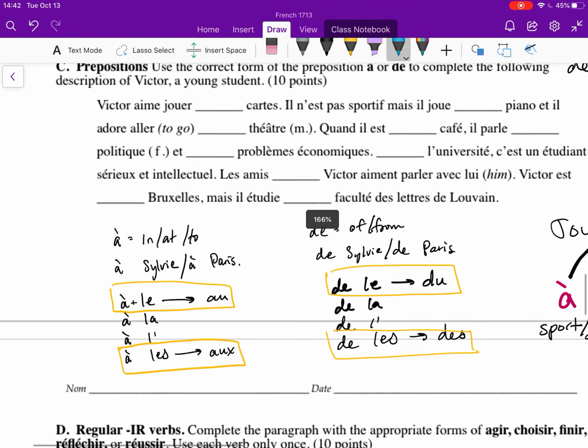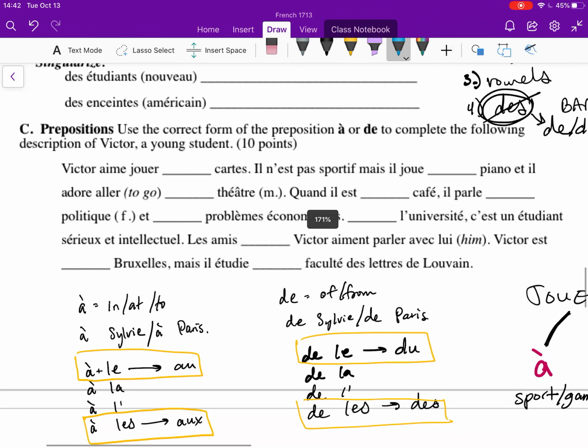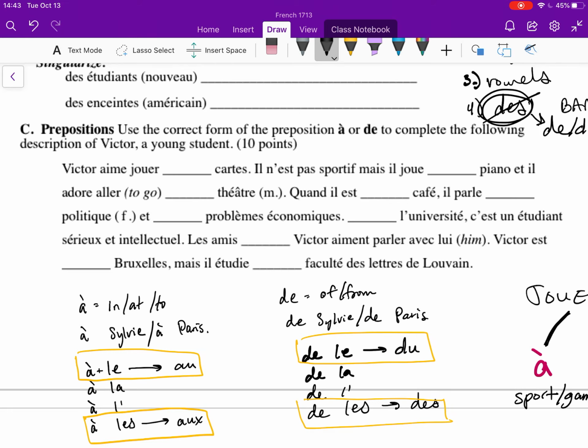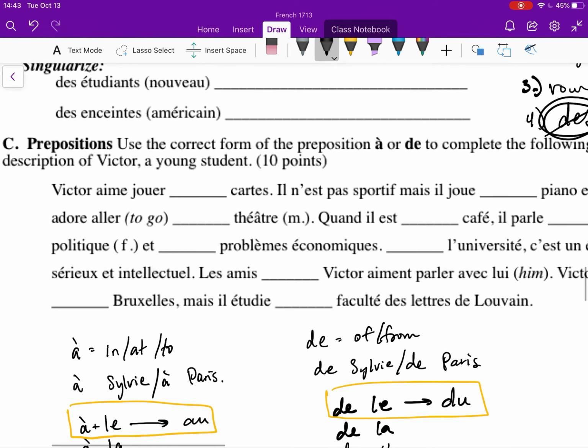Okay, so you use that to first decide in each of these blanks, are you using some form of à or are you using some form of de? And do you need to change it appropriately to become au or aux or du or de? For example, Victor aime jouer blank cartes. So here I go, I've got a verb, jouer, that I know can go with either à or de. It's not a simple matter of translation. He's playing cards, which is a game, so I need to use some form of à.